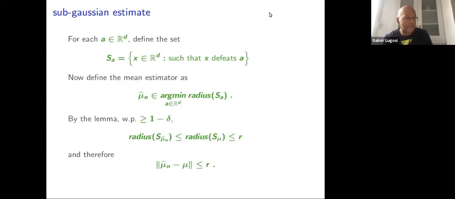This is the main technical property, and once we have that, it's very easy to construct an estimator. For each point A in the space, we can look at the set of those points that defeat A. This is a bounded set for each A, because points that are very far away are not going to beat A. Now we look for the point for which the set of points that beat it has the smallest radius. That's the definition of our estimator, and this estimator is going to work.